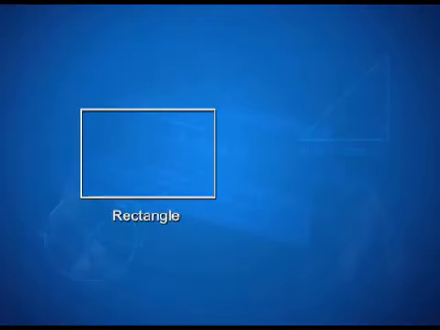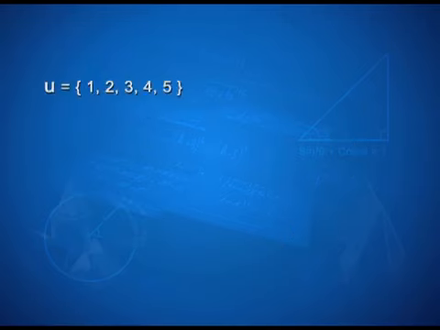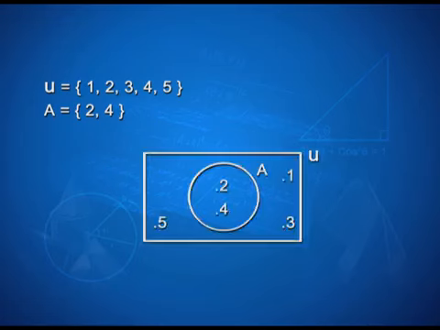But what are Venn diagrams? Venn diagrams consist of rectangles and closed curves which are usually circles. All the elements of the set are written within these closed curves. The universal set is denoted by the rectangle and its subsets are denoted by the circle. For example, let U be the universal set containing the elements 1, 2, 3, 4 and 5. And let A be its subset containing the elements 2 and 4. Then the Venn diagram will be represented like this.